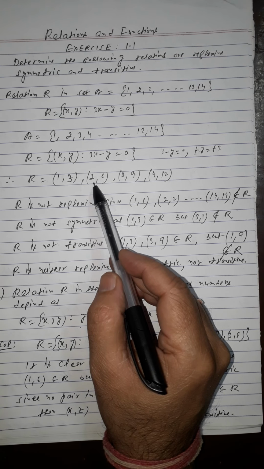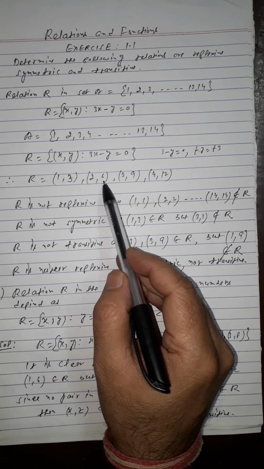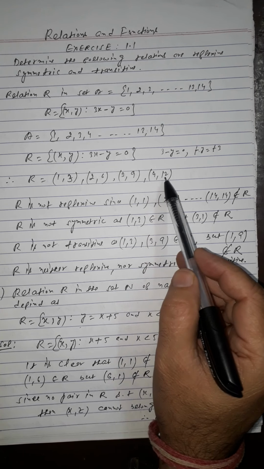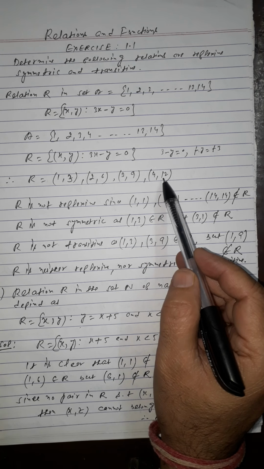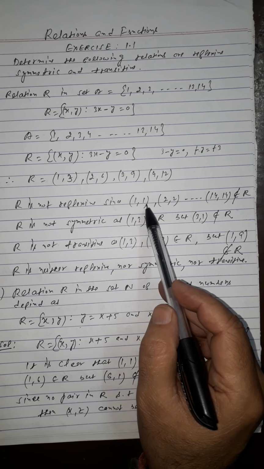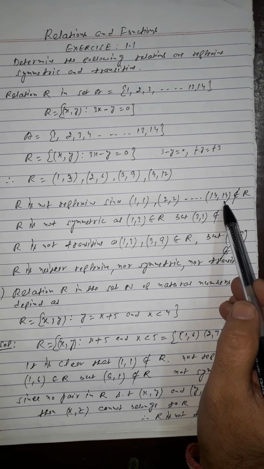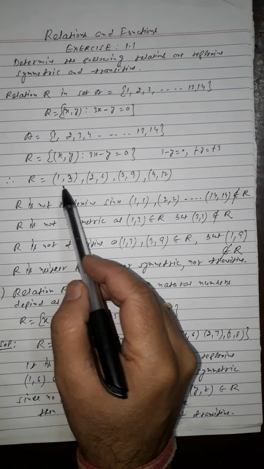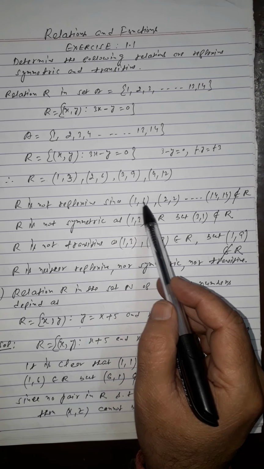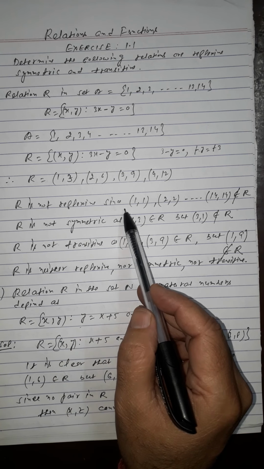Similarly, students, when x is equal to 2, then the value of y will be equal to 6. As x is 3, y is 9, then 4, then 12. Alright, students? Now, R is not reflexive since (1, 1), (2, 2), and so on up to 14 do not belong to R, because here you can check it. There is no place for (1, 1) here. So that is why this is not reflexive.